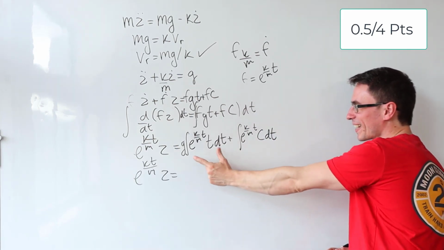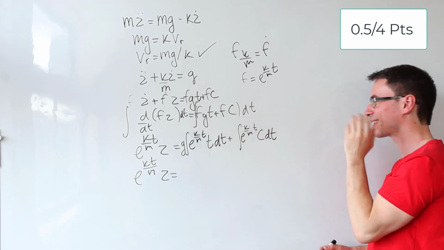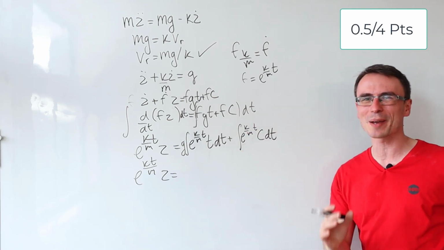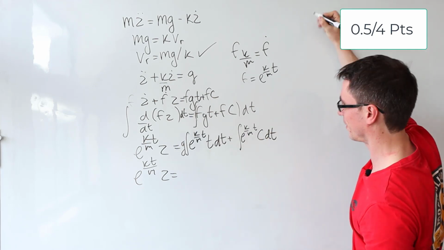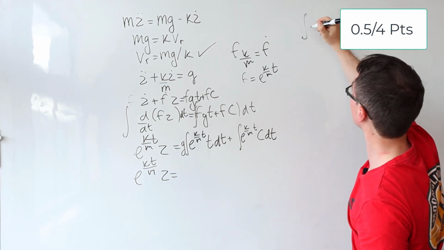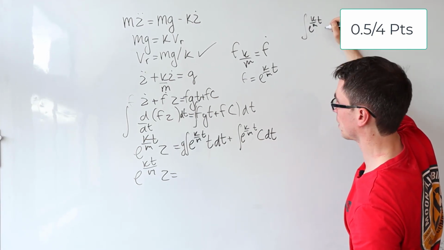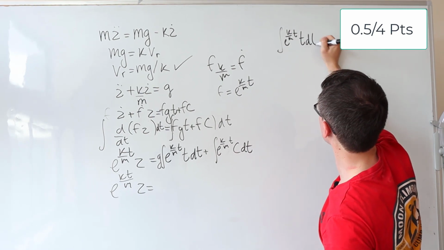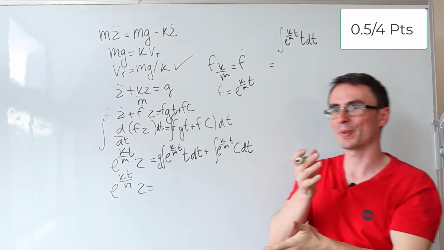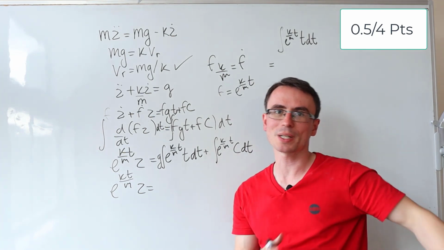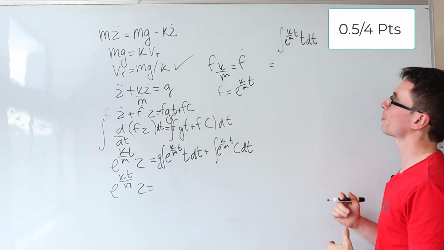Okay, now let's integrate this one here using integration by parts. I was initially going to just give you magically the answer, but that's not really the way we do things here at Z Physics. So we're going to integrate this. So what are we going to get? The integral of e to the k over m t times t dt. So all we need to do is decide which one of those two quantities we are going to differentiate, which one we are going to integrate, and then we can use the formula for integration by parts.